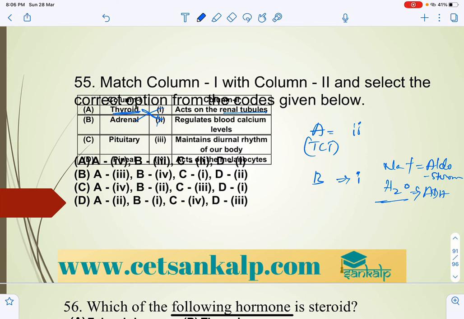And then what is it? The pituitary, right? Which acts on the melanocytes. So C4 we can write, and D, pineal gland, which maintains the diurnal rhythm, the sleep-wake cycle. Pituitary also acts on melanocytes. So C4, D3. So for the 55th question, D is the correct answer. C4 and D3, the pineal gland maintains the diurnal rhythm.